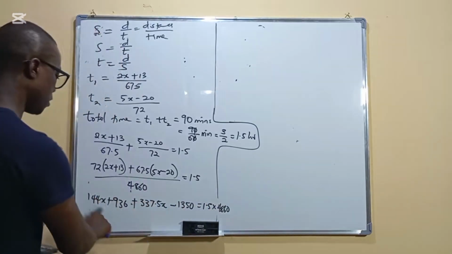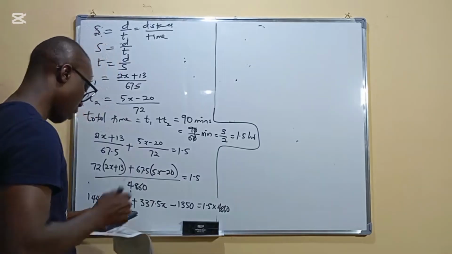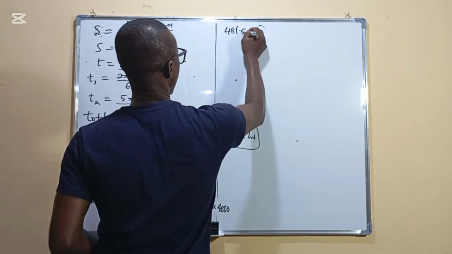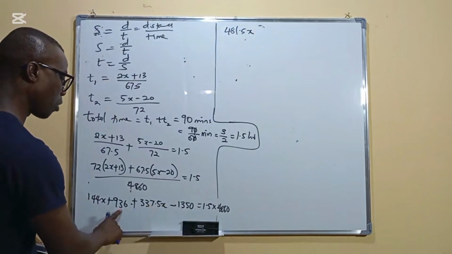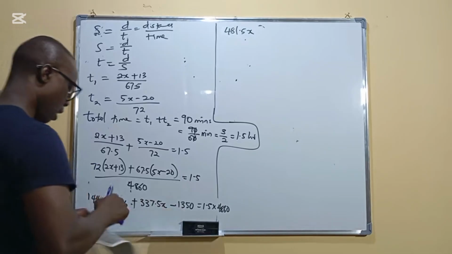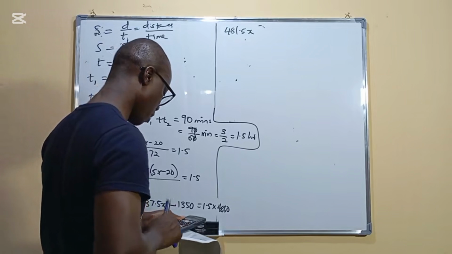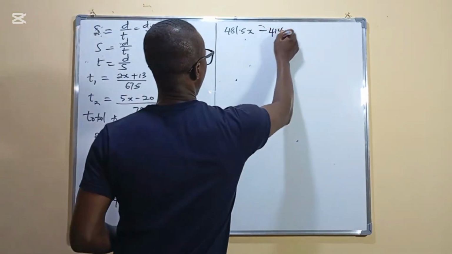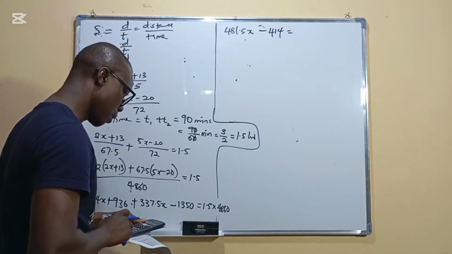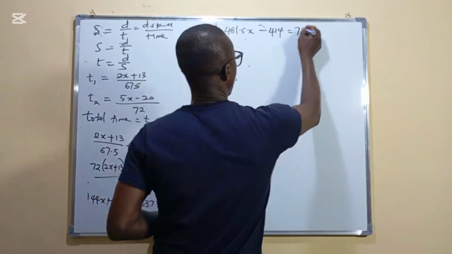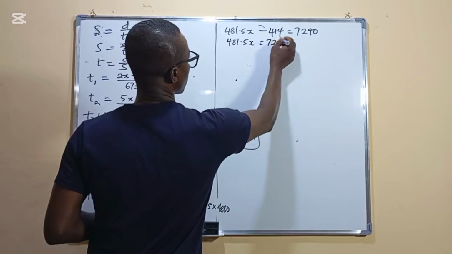And when I rearrange this, this goes with this. That is 144 plus 337.5, I'm going to have 481.5x. That is to say, I am adding this with this, and then subtracting this from here. That's to say 936 minus 1350, I'm having minus 414, which will be equal to 1.5 times 4860, and that gives me 7290. Here I have 481.5x minus 414 equal to 7290.